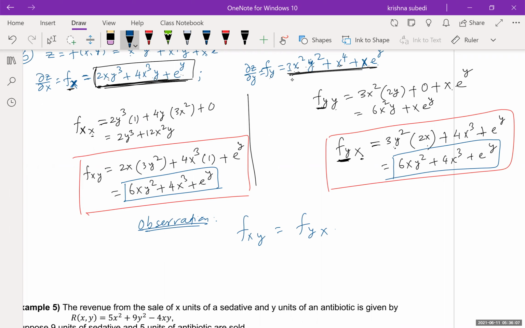And by the way, this result is always true. Okay, this is always true. Keep that in mind. So we have seen this in one example, but maybe you can try with another example as well after a few minutes.